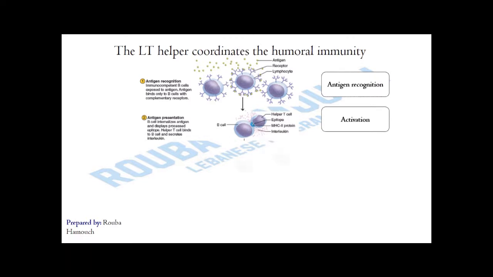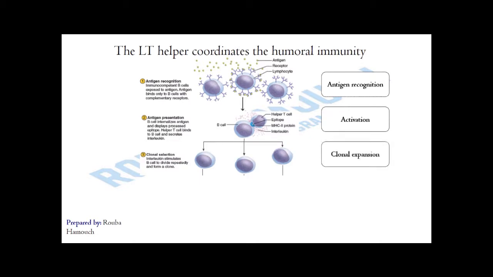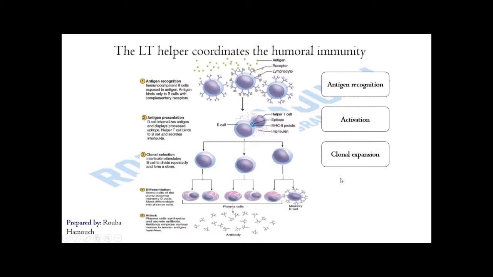Following activation, there is a clonal selection or clonal expansion. The B lymphocyte will divide and form a clone of B lymphocytes which are identical. They have identical antibodies specific for the same antigen. Following the clonal expansion, we have differentiation and finally the effector phase.